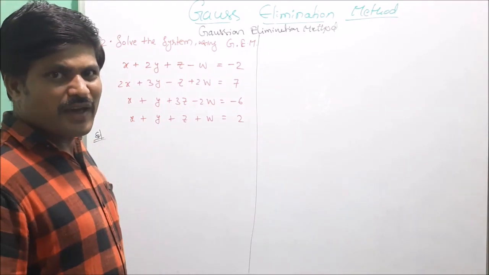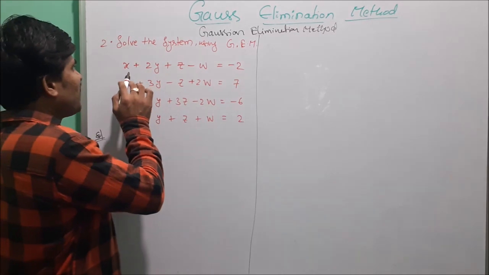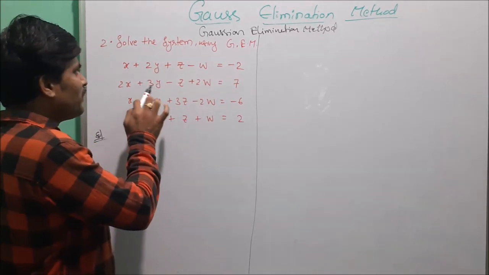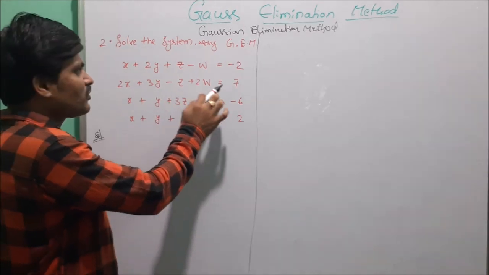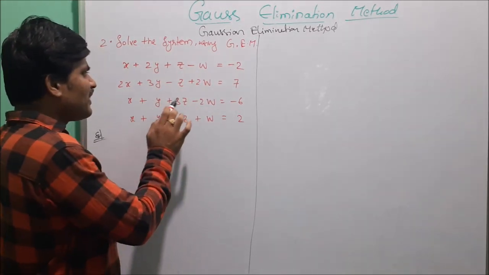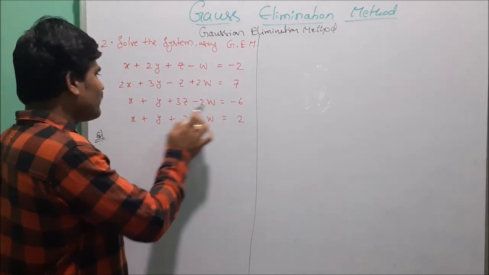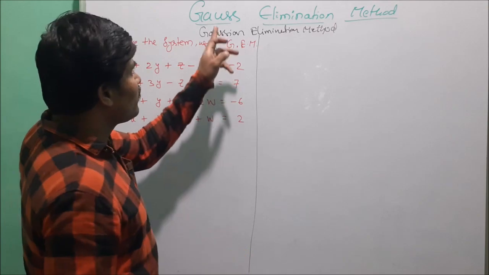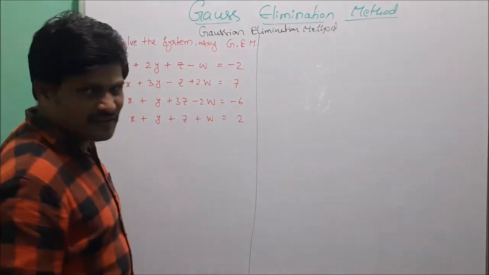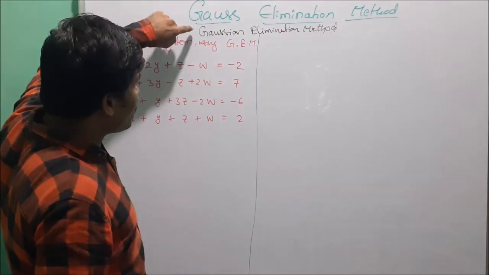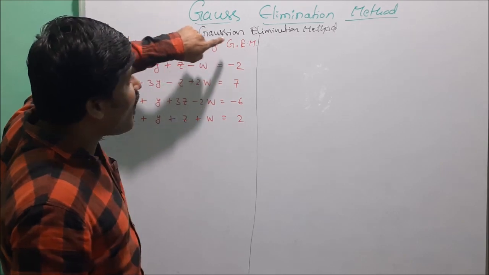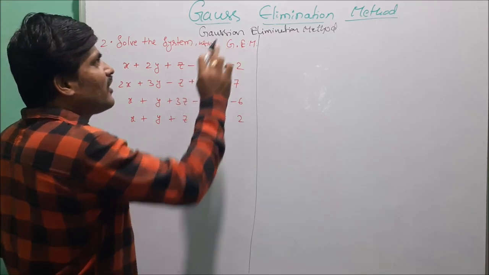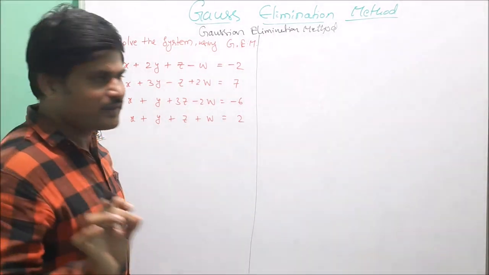Now the second problem is: x plus 2y plus z minus w equals minus 2; 2x plus 3y minus z plus 2w equals 7; x plus y plus 3z minus 2w equals minus 6; and x plus y plus z plus w equals 2. Now solve this system using the Gauss elimination method. Another name for the Gauss elimination method is the Gaussian elimination method.